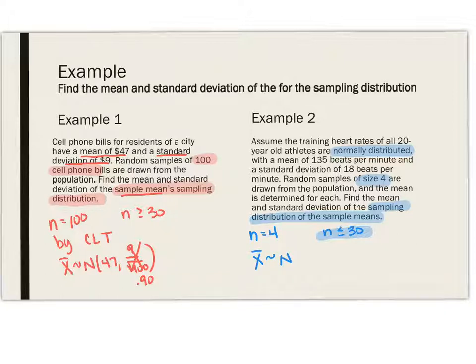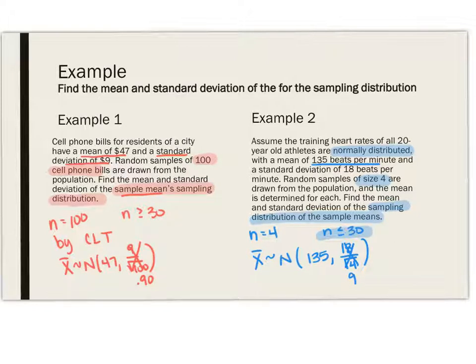The sample mean is approximately normal, having a mean equal to that of the population, which is 135 beats per minute, so that's 135, and a standard deviation of the population, which is 18, divided by the square root of the sample size, which is 4. And this is going to simplify to 18 divided by the square root of 4, which is 2. So 18 divided by 2 is 9.